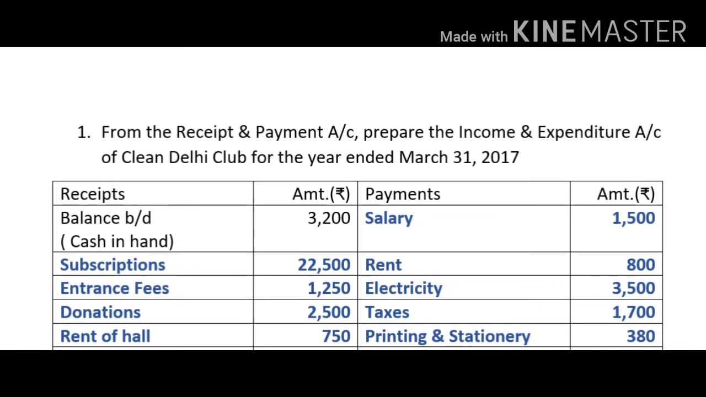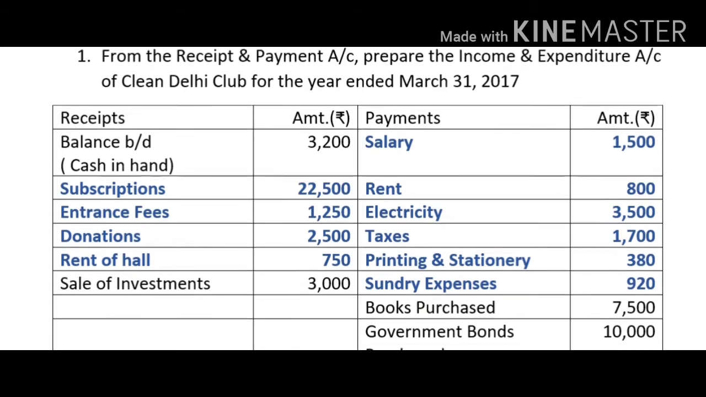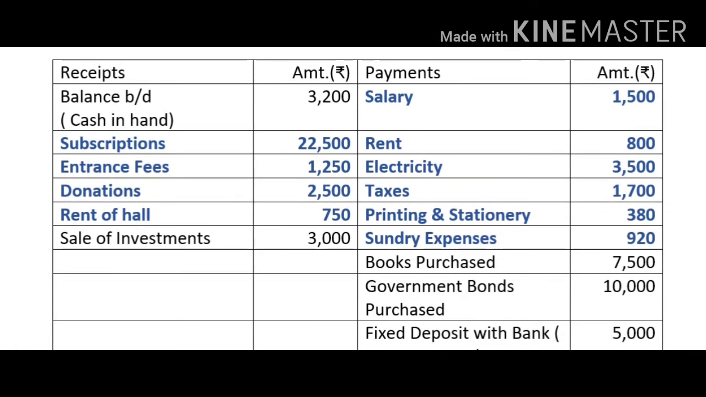Now we will take an example from the receipt and payment account. Prepare the income and expenditure account of Clean Delhi Club for the year ended 31st March 2017. You have been given the receipt and payment account of the club. Just go through this account carefully. Receipts amount, payments amount, these amounts are being given to you. Just go through these items very carefully.